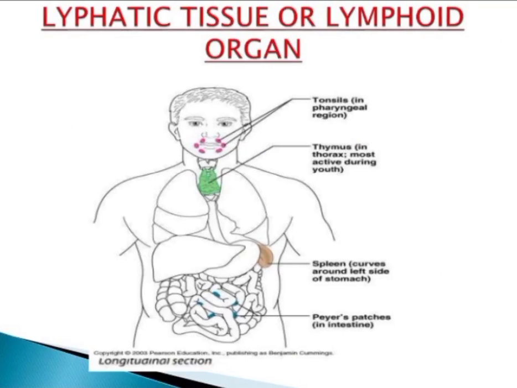In this displayed diagram, lymphatic tissues or lymphoid organs are given. We will discuss these in the next video in detail.